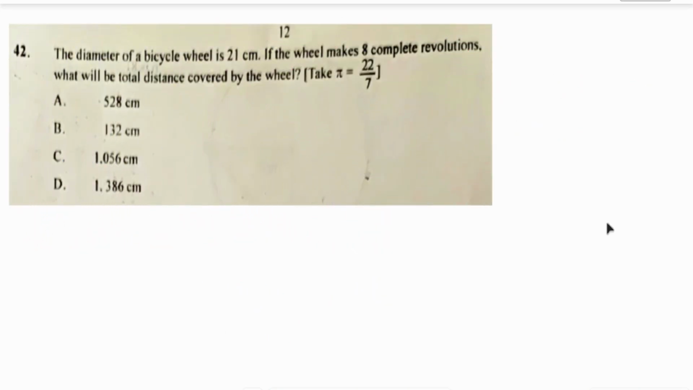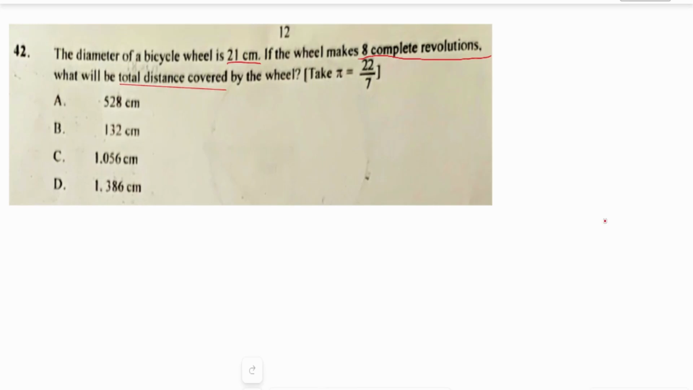And then we get to the last question for this study, and that is question 42. Question 42 reads that the diameter of a bicycle wheel is 21 centimeters. If the wheel makes 8 complete revolutions, what will be the total distance covered by the wheel? Take pi equal 22/7. The key fact from this problem is that the diameter of the wheel is 21 centimeters and the wheel makes 8 complete revolutions. That's a very important information. And then what we are solving for is the total distance covered by the wheel.